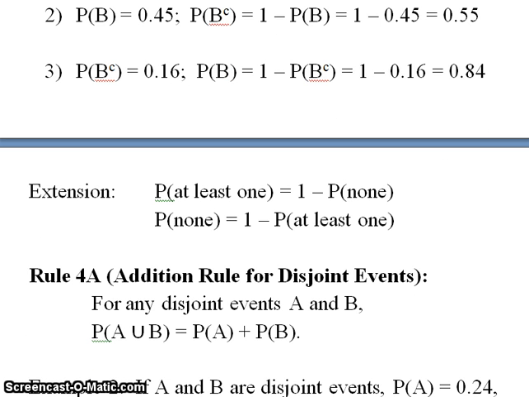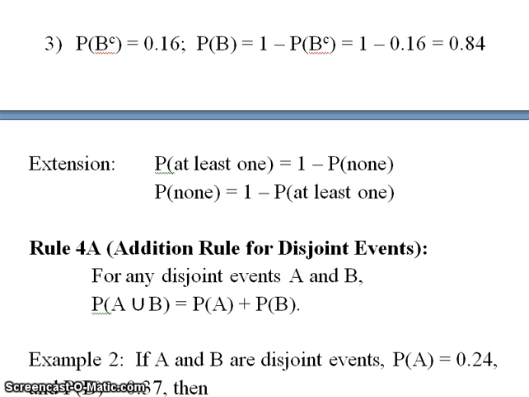The second rule we're going to look at is the addition rule for disjoint events. I'm calling it Rule 4a. There is another part of this called Rule 4b that we'll look at soon. It says that if we have any two disjoint events, A and B, the probability of A or B happening is the probability of A plus the probability of B.